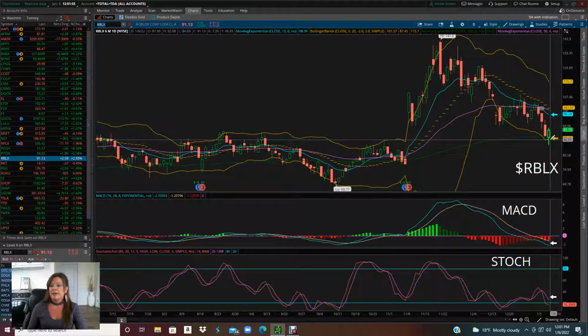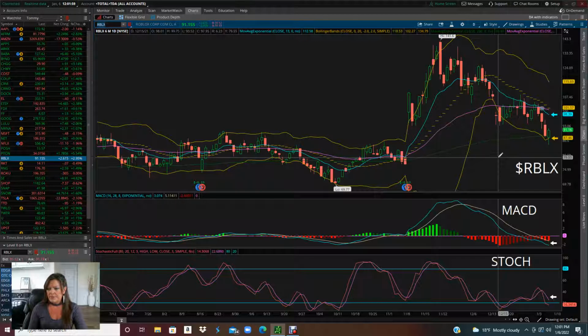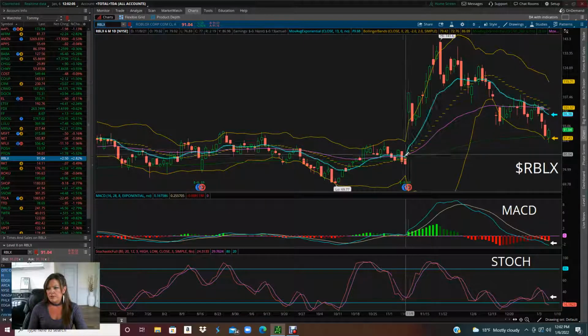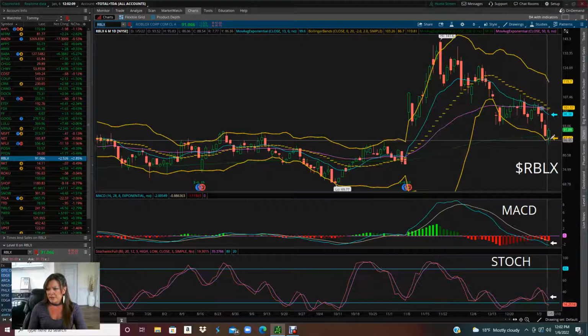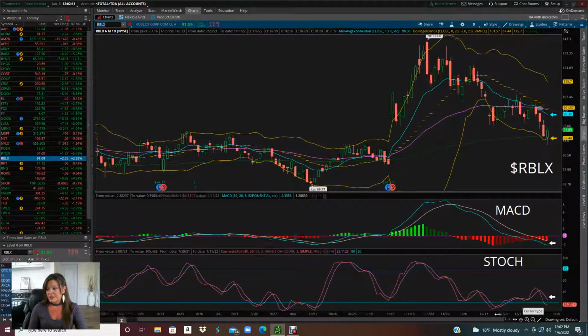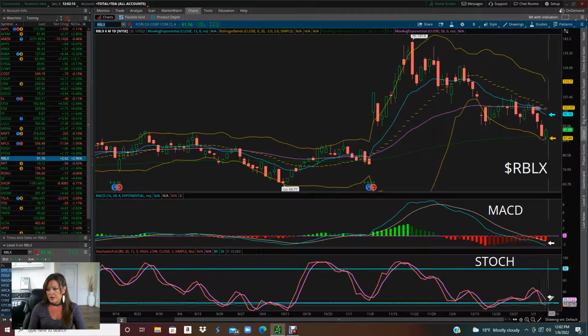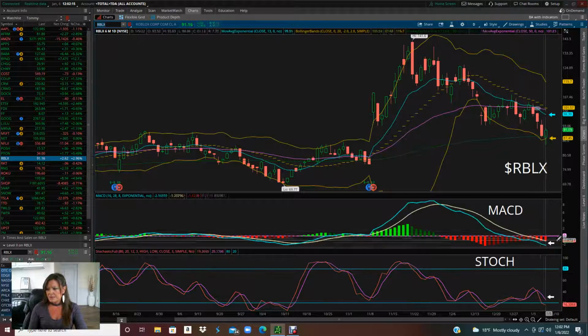I'm very tempted to buy some Roblox. There's still some gap fill in here though, way down here, like 79.80. This huge gap here still needs to be filled. But look at that, the trapdoor got closed. We're kind of turning here already on stochastics. And MACD's.